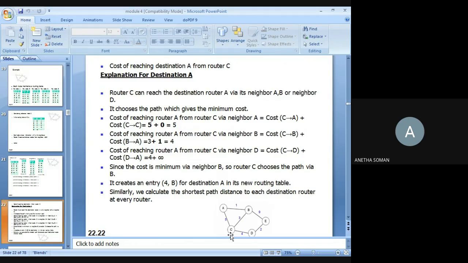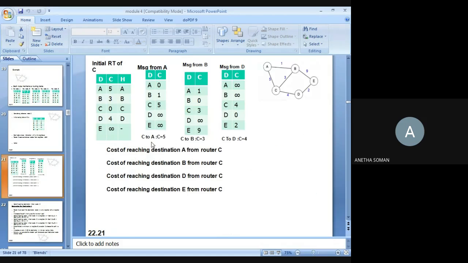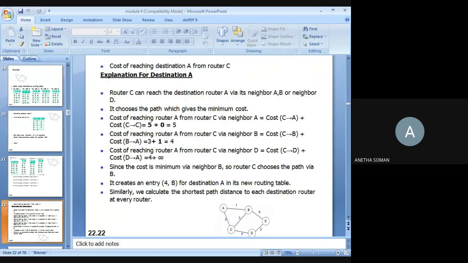Cost of reaching router A, the diagram should be in your mind. You have router A here, and you want to reach it from C through neighbor A. To find this, you have to find the cost from C to A plus the cost from C to C itself. What is the cost from C to A? As per the previous diagram, the message from A says the cost to A is 5, so I have written that 5. Now what is the cost from C to C? This will be equal to 0. So 5 plus 0 will be equal to 5.